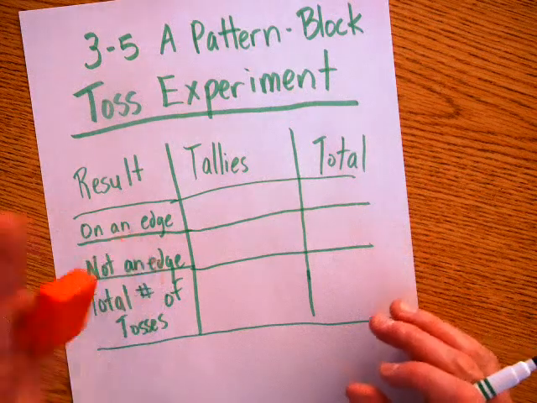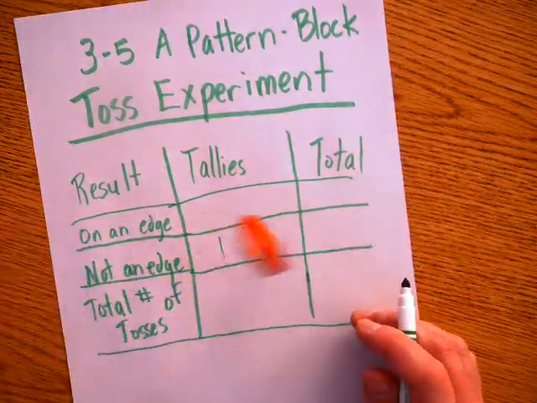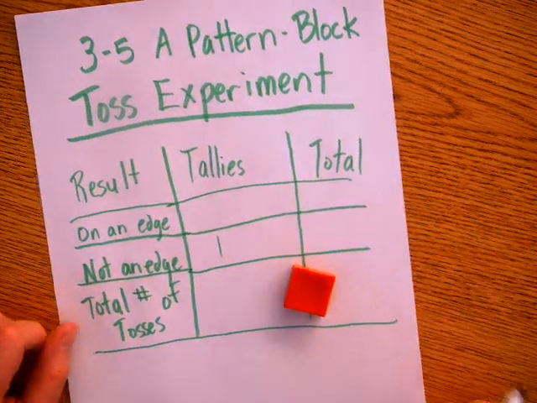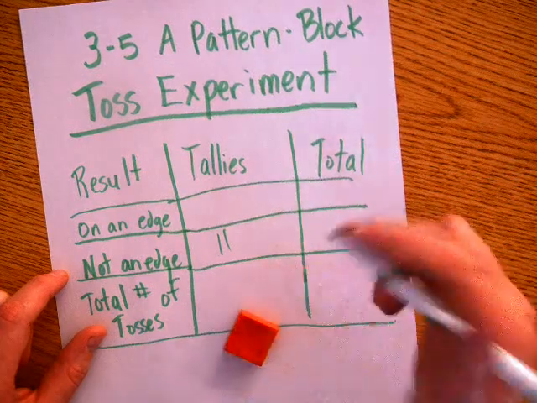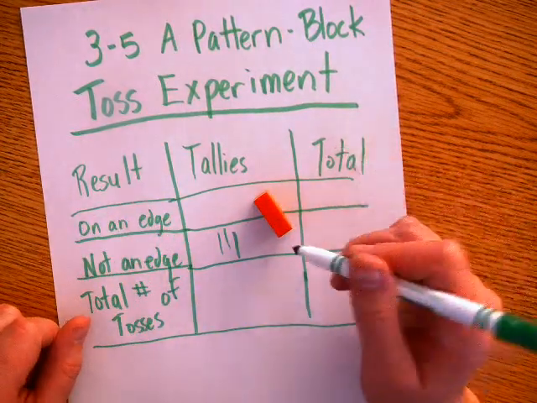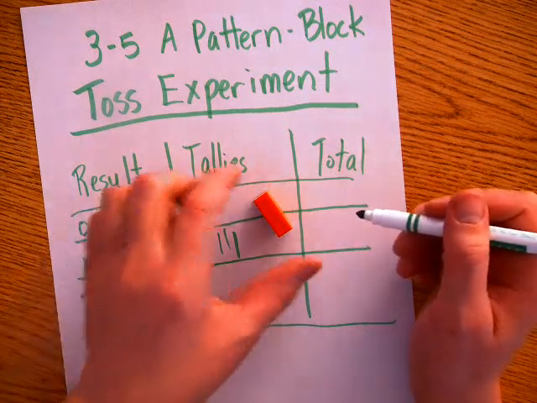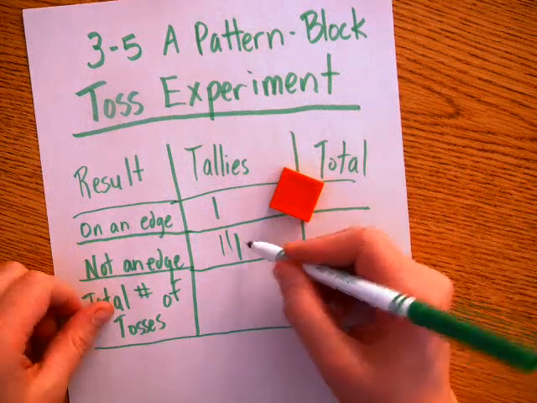Okay, so if I toss it up in the air, alright, that landed on not an edge. If I toss it again, oh, it also landed on not an edge. Toss it again, not an edge. Toss it again. That time, it landed on an edge. See the difference? Okay, so we put one here. We'll do it 10 times. Not an edge.